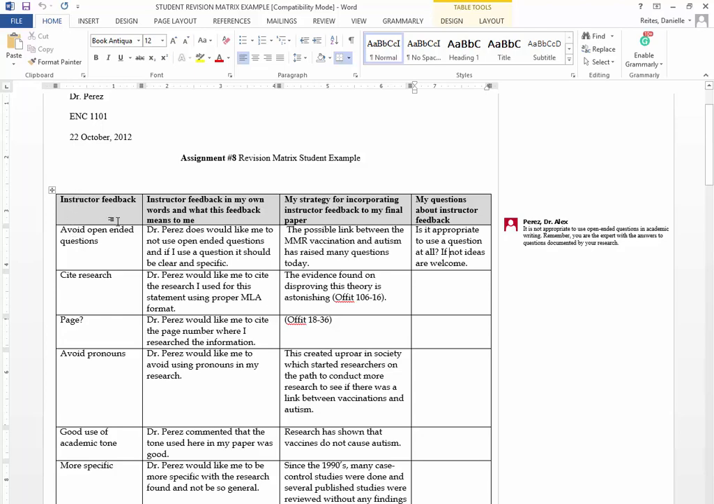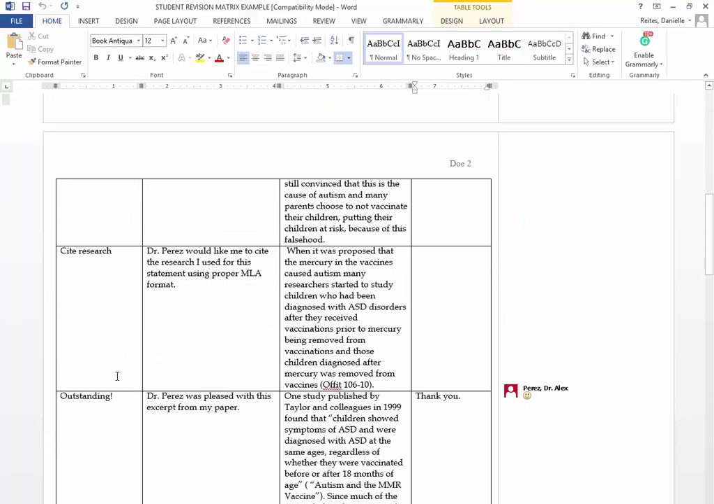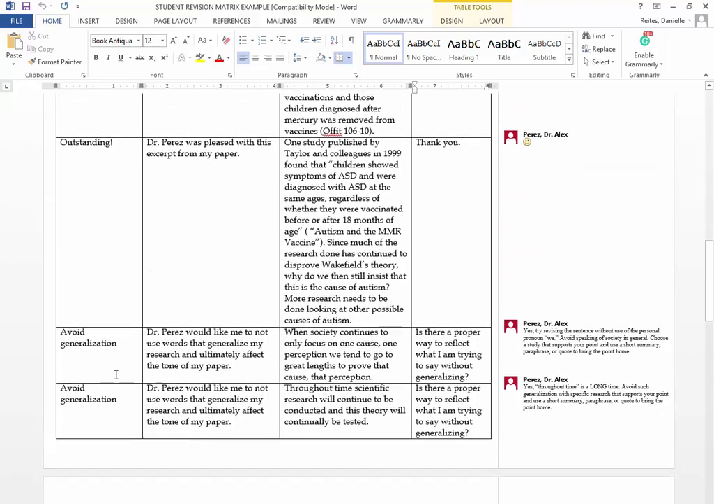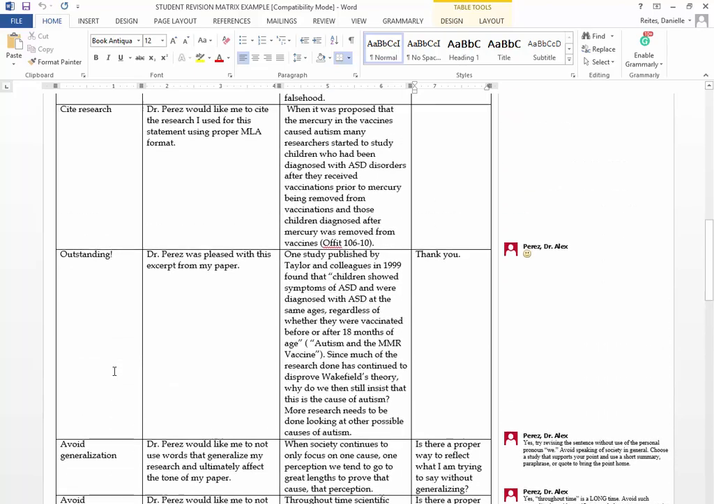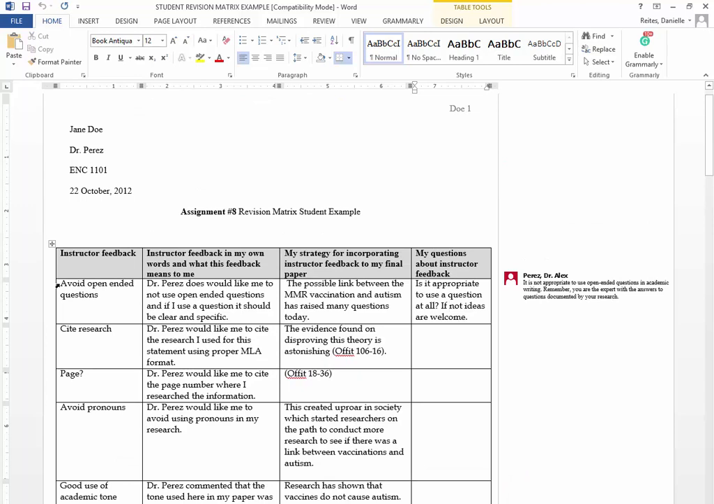So after they write their paper, he goes in and says, okay, copy all my questions and all my comments to this first column. So he must have written cite research, well done, page number, avoid open-ended questions, those kinds of things. And then he has the student reflect and say, okay, what does this mean to you? That's where you have to make sure you understand the instructor feedback. So it says, Dr. Perez would like me to not use open-ended questions, and if I use a question, it should be clear and specific.